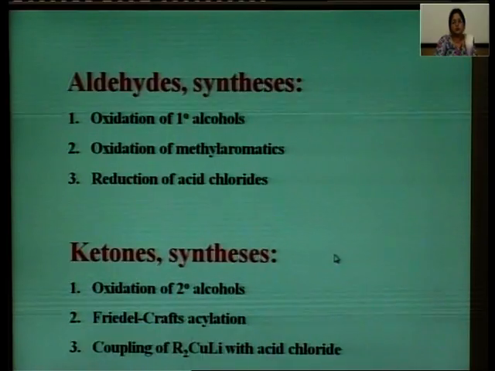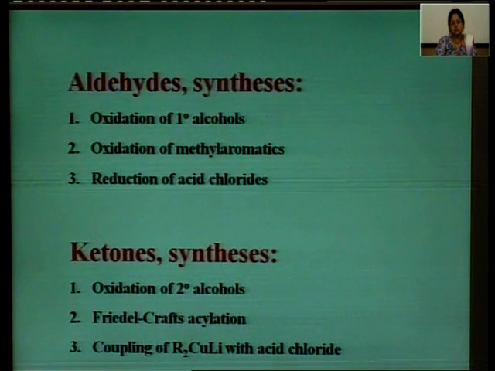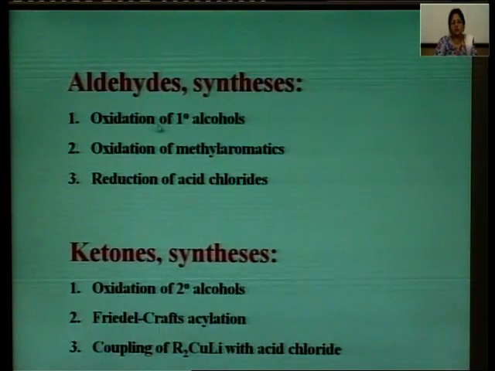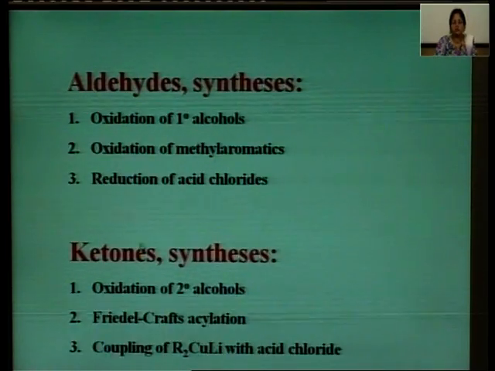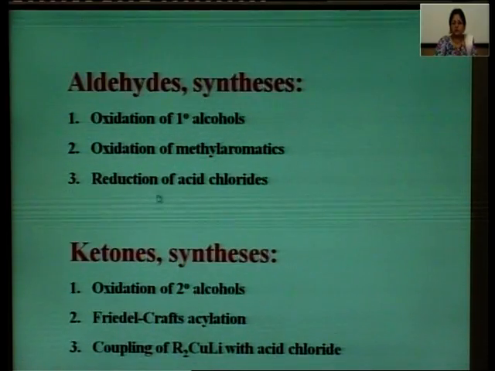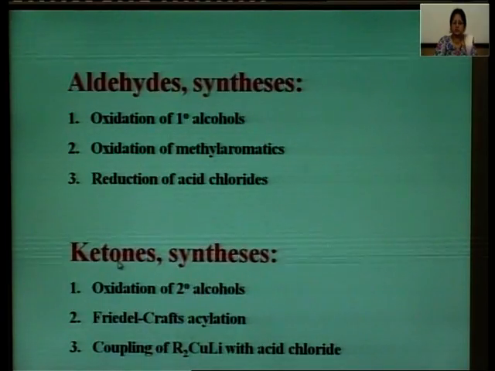Now, coming to the synthesis of aldehydes and ketones, there are a number of methods for the synthesis of aldehydes and ketones. The most important method for the synthesis of aldehydes is the oxidation of primary alcohols, whereas that of ketones is oxidation of secondary alcohols. So, it is clear that primary alcohols upon oxidation give aldehydes, whereas secondary alcohols upon oxidation give ketones.